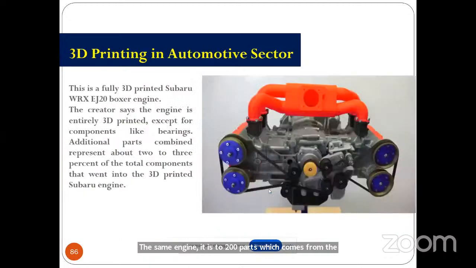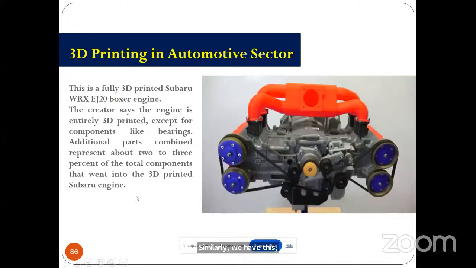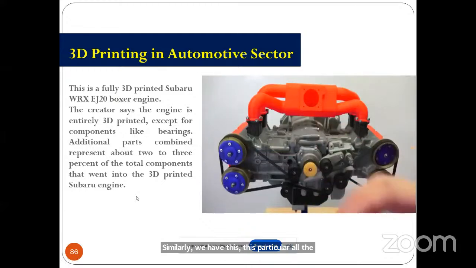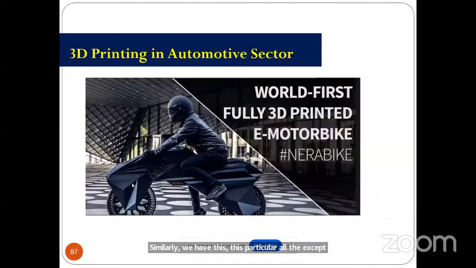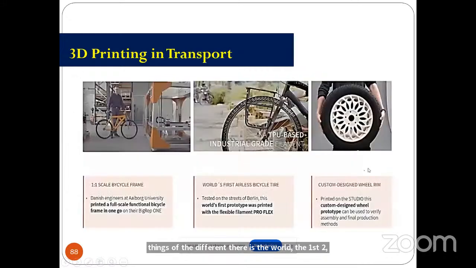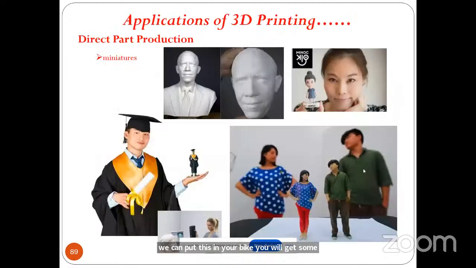Similarly, we have this fully 3D printed engine. Except bearings and additional components, all other things are 3D printed. This is the world's first fully 3D printed e-motorbike. You can put this near a bike, you will get some details, and bicycle designs we will do, and the wheel rim is also done.